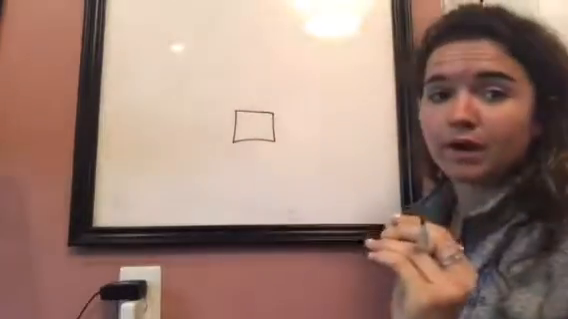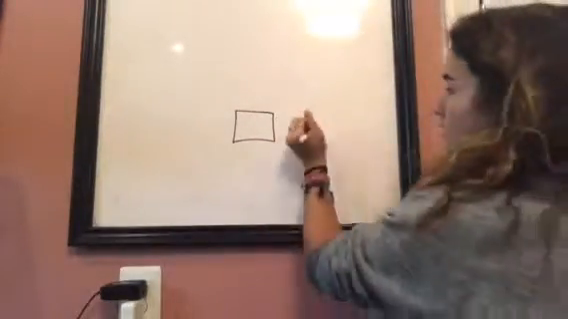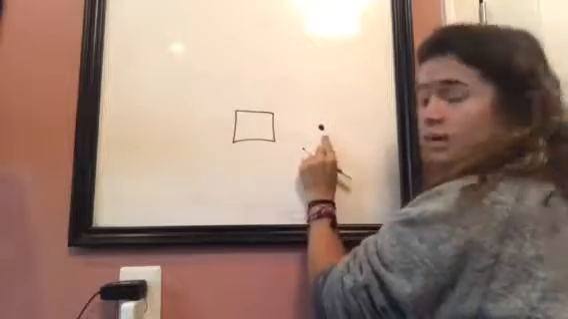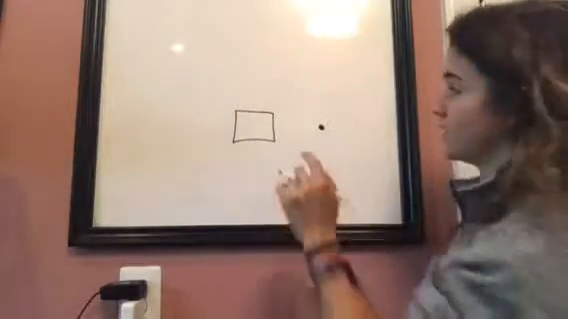So if we want to do a free body diagram, free body diagrams are pretty basic. You just do a dot, so this represents our box. Then you want to draw any force that is acting upon this box.